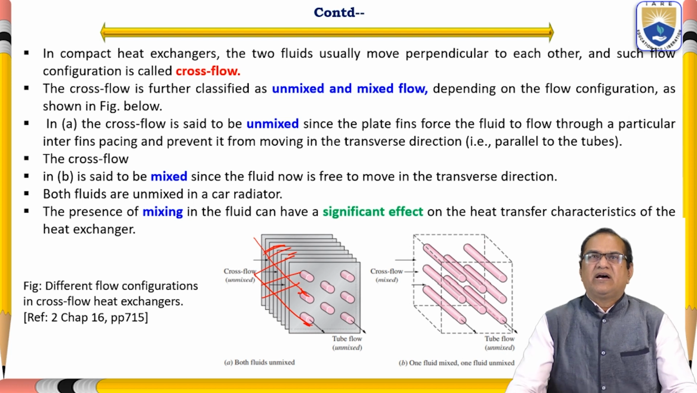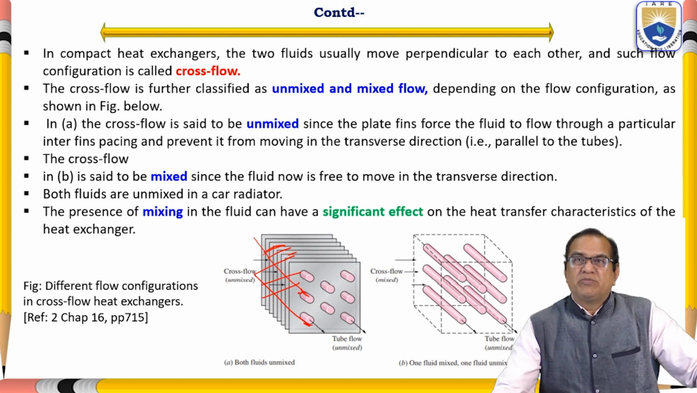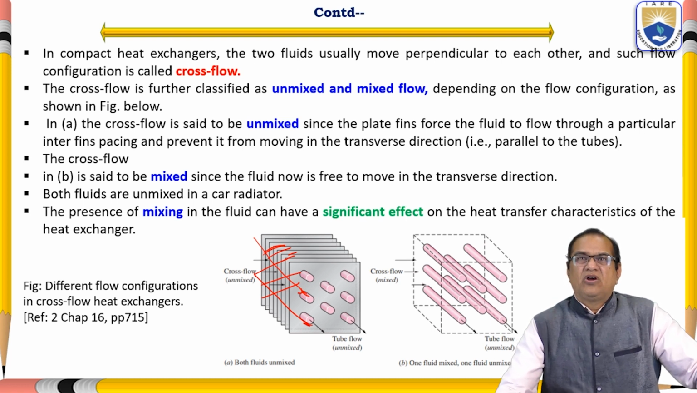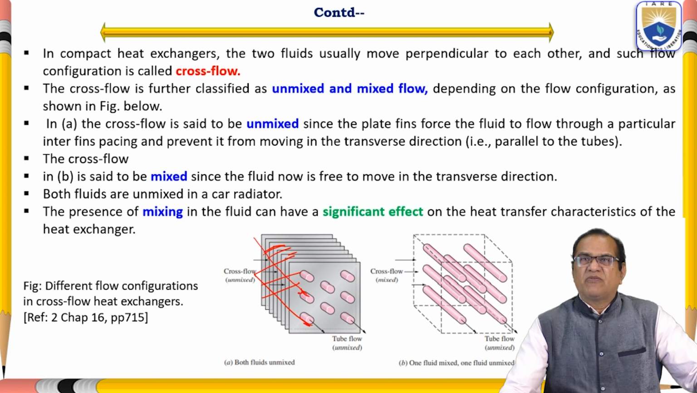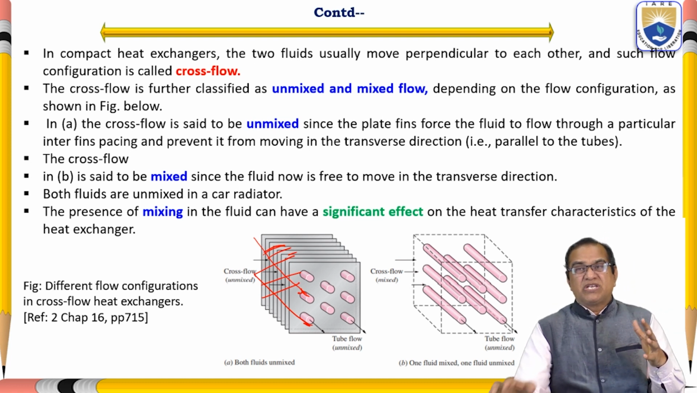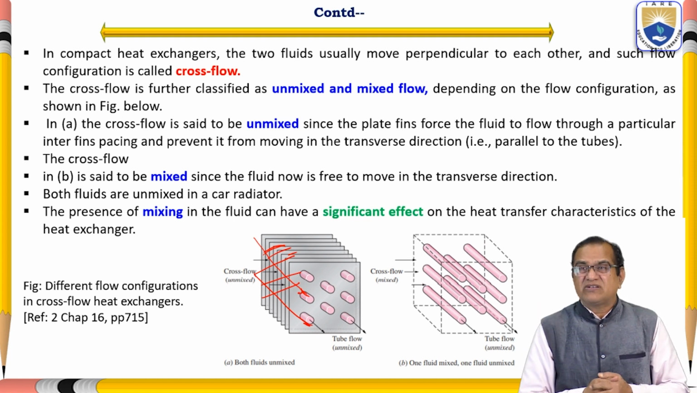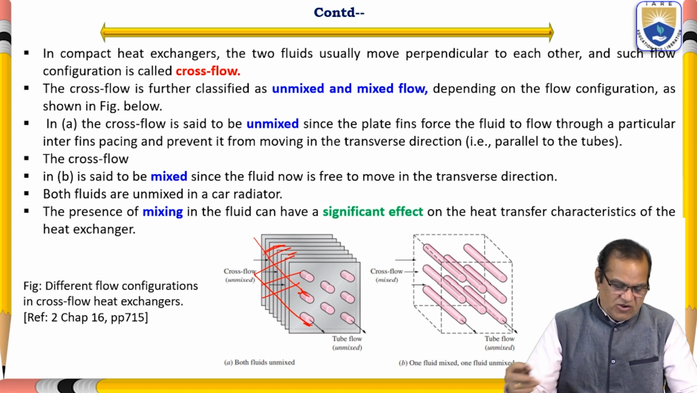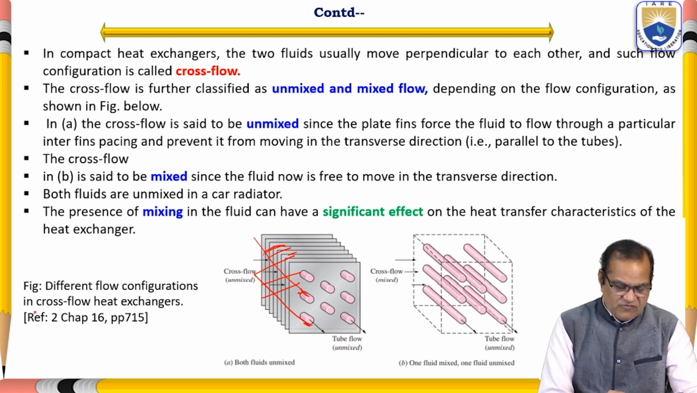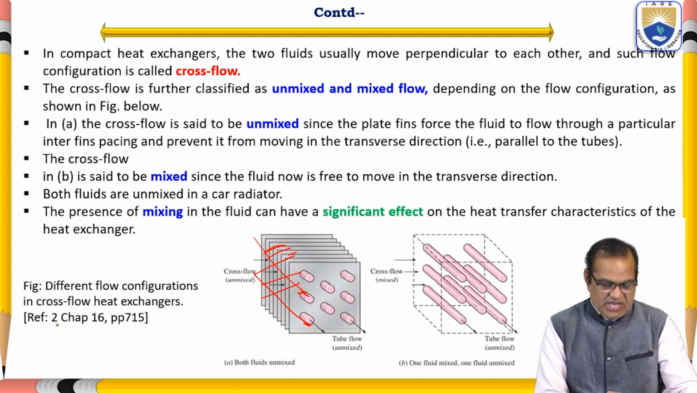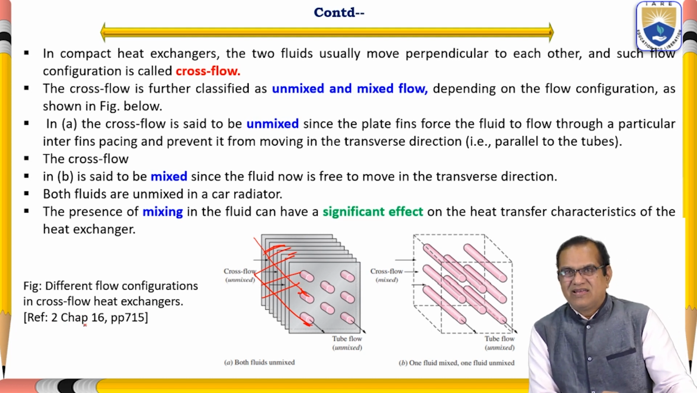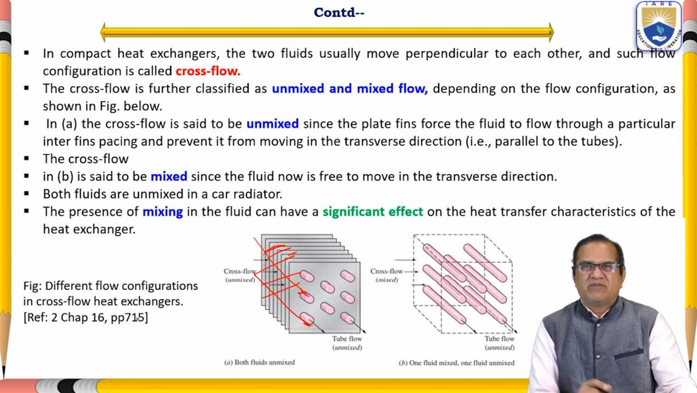So the cross flow in B is said to be mixed since the fluid now is free to move in the transverse direction. Both fluids are unmixed in a car radiator. The presence of mixing in the fluid can have a significant effect on the heat transfer characteristics of the heat exchanger. So if you are mixing, it has a different significant effect on the heat exchanger. And this I have taken from the different flow configurations in cross flow heat exchangers. Reference is from Cengel, chapter 16, page number 715.